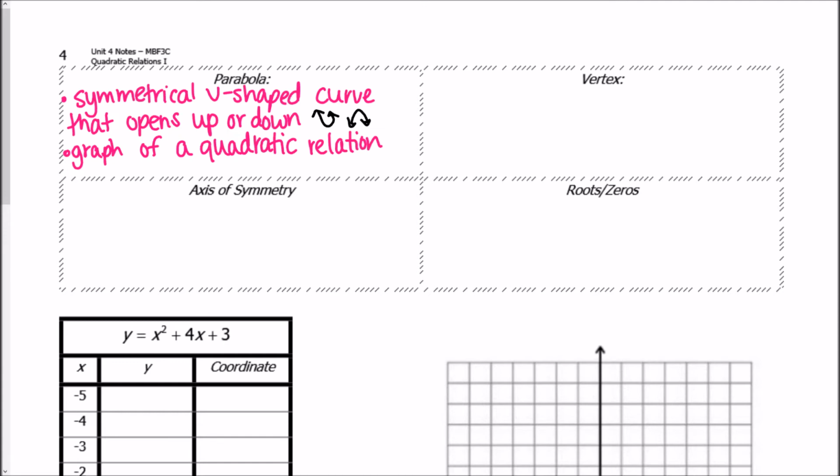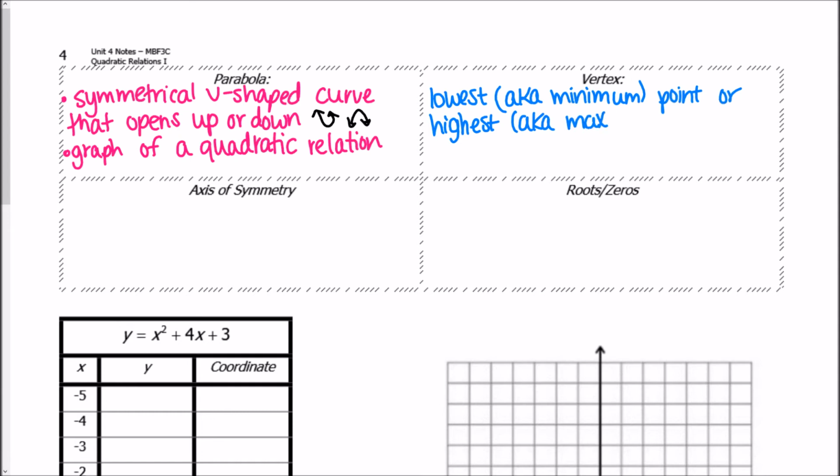Okay? The vertex is going to be the lowest or highest point on a graph. So it's either going to be the lowest, also known as the minimum point, or the highest, also known as a maximum point, of a parabola.